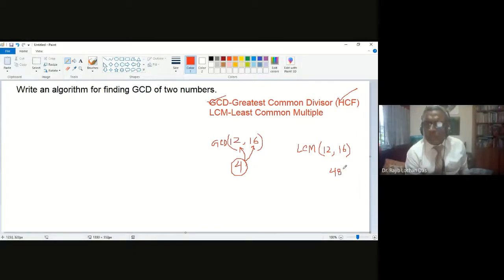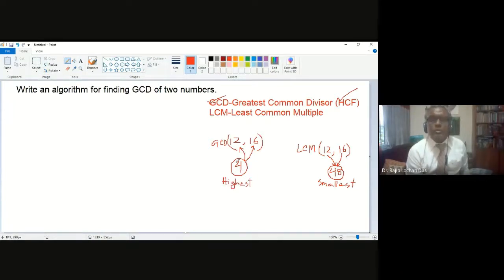LCM, in Bengali, is called Loshagu. So for 12 and 16 Loshagu, you find the smallest number which is divisible by both 12 and 16. This is the smallest possible number which is divisible by both of the numbers. That is called LCM. And GCD is the highest possible number which can divide the two numbers, right? So this is the idea.